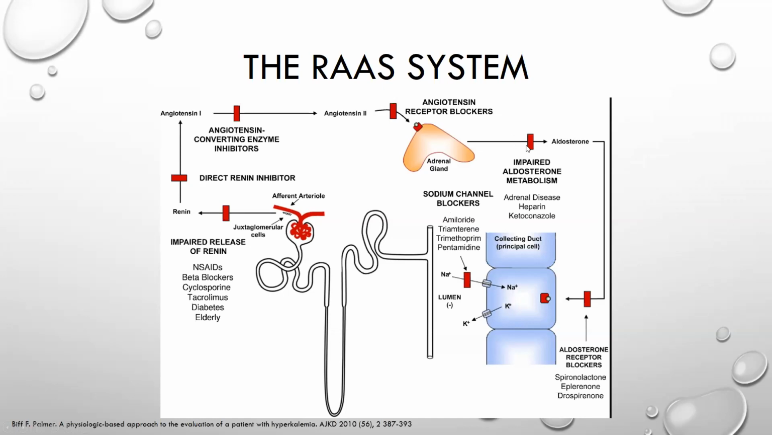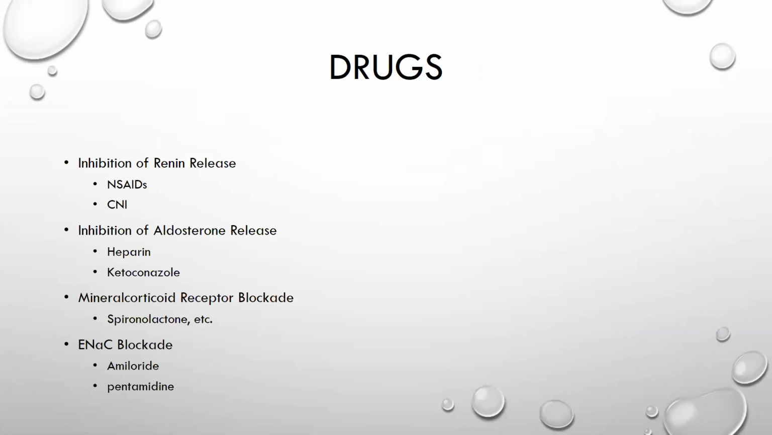ACE inhibitors, ARBs, we're pretty familiar with. Heparin is another one. How heparin causes hyperkalemia is it impairs aldosterone metabolism. So no aldosterone, potassium cannot get out. So heparin is a huge one. I just listed all the drugs and where they act. So again, heparin, ketoconazole, ARBs, spironolactone, inhibition of renin release, CNIs, calcineurin inhibitors, tacrolimus is a huge one. Don't forget about this, and of course, pentamidine, the ENaC blockers.